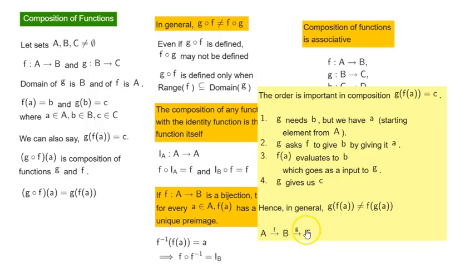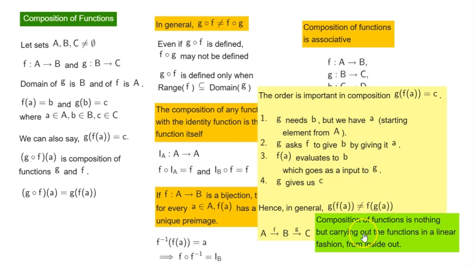Look at it like that here. a is mapped by f to b and g maps b to c. So the composition of functions is nothing but carrying out the functions in a linear fashion from inside out. So first we evaluate f of a and then we evaluate g. And remember, here we have only two functions. We could have multiple functions. Okay, now let's look at an example to understand it concretely.